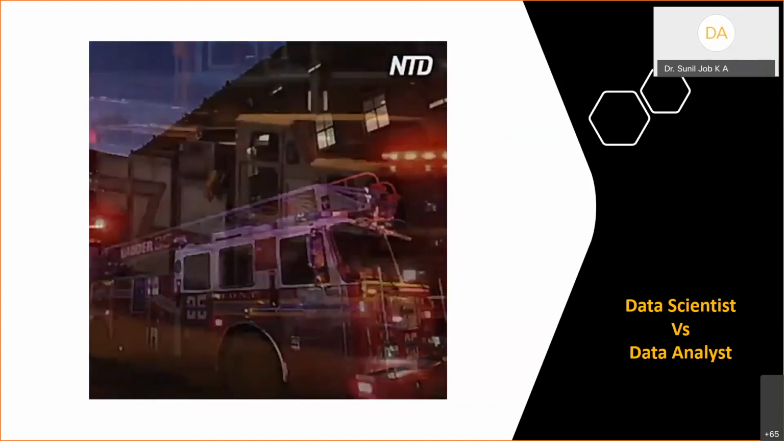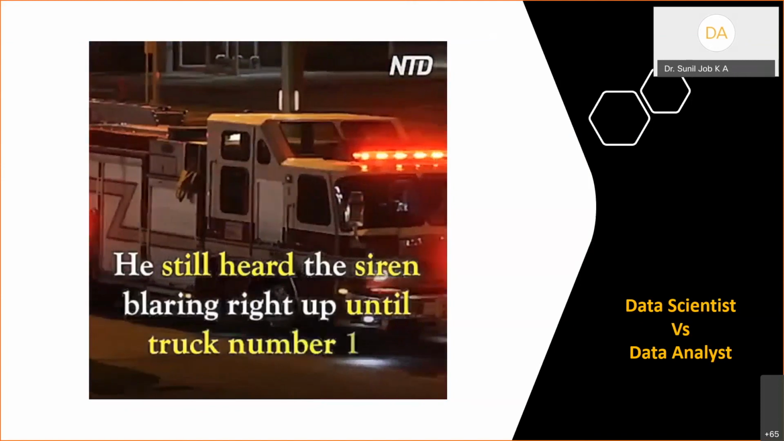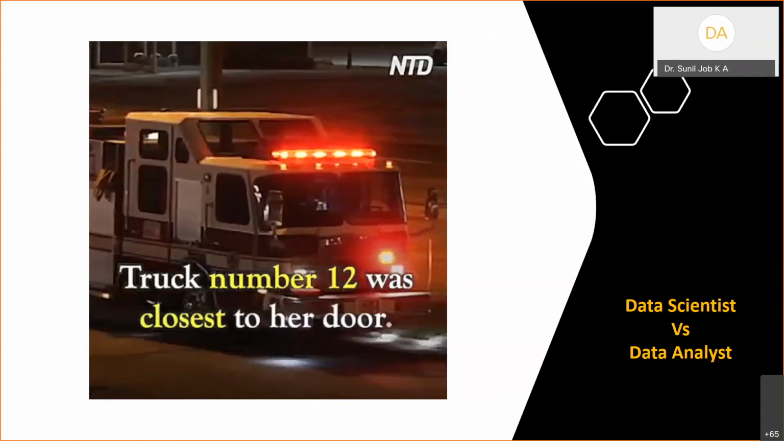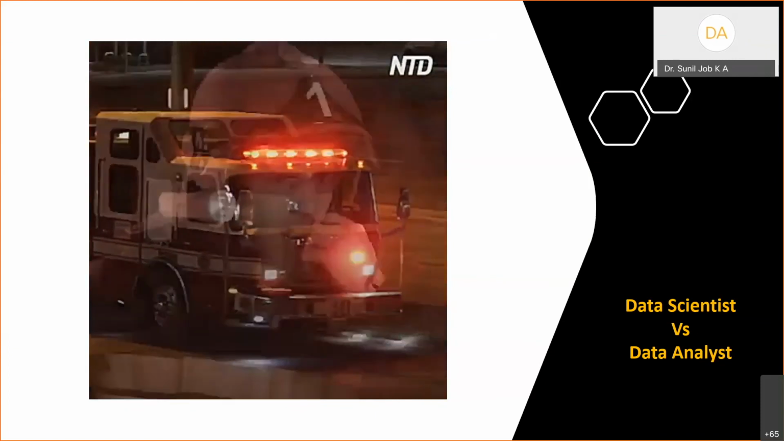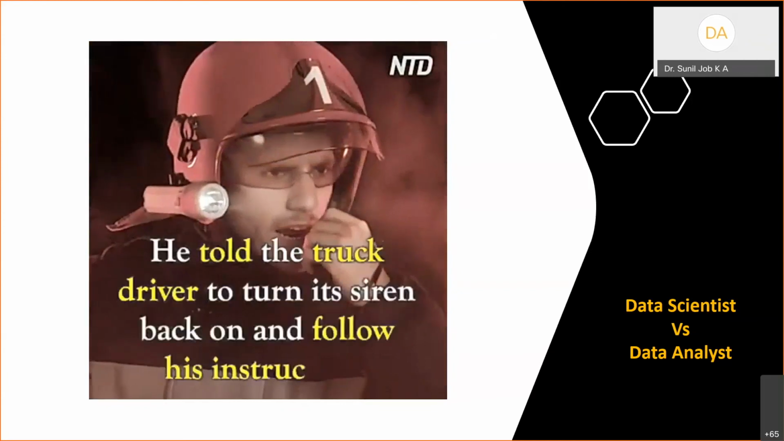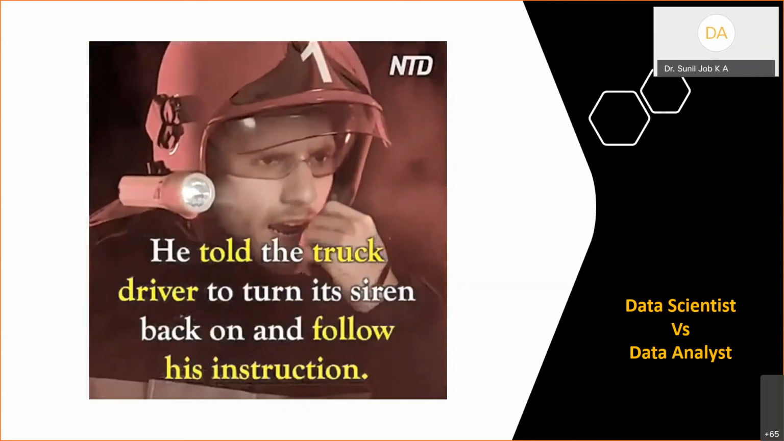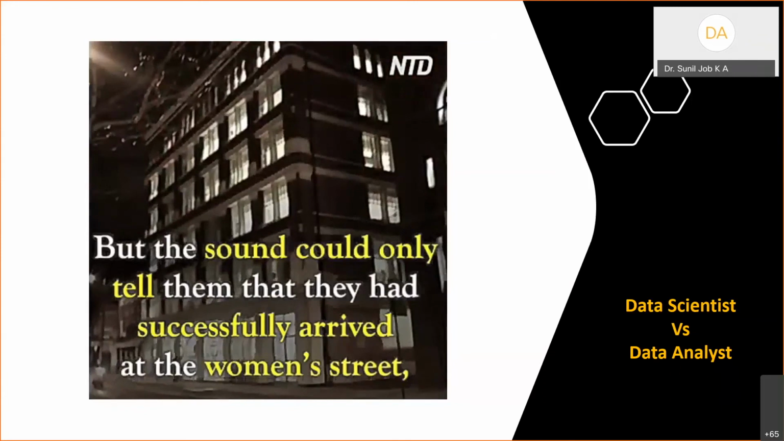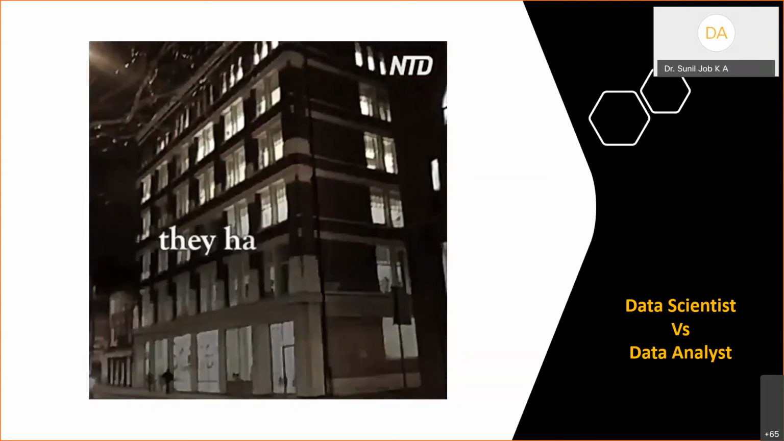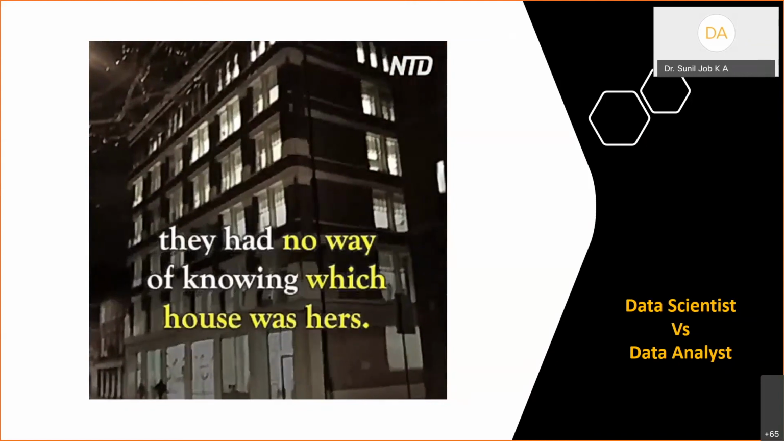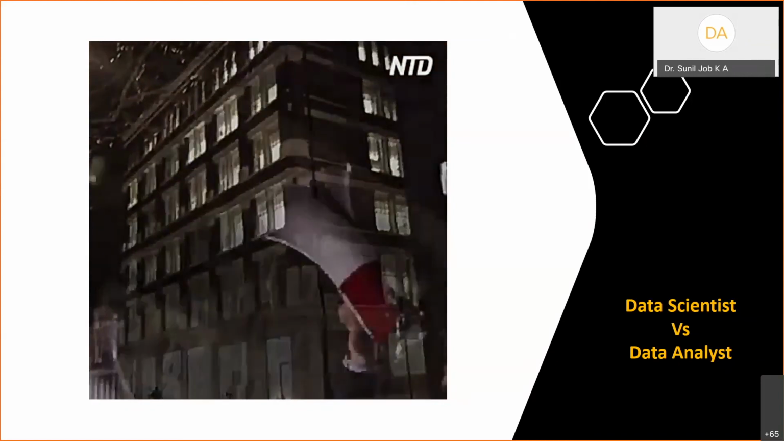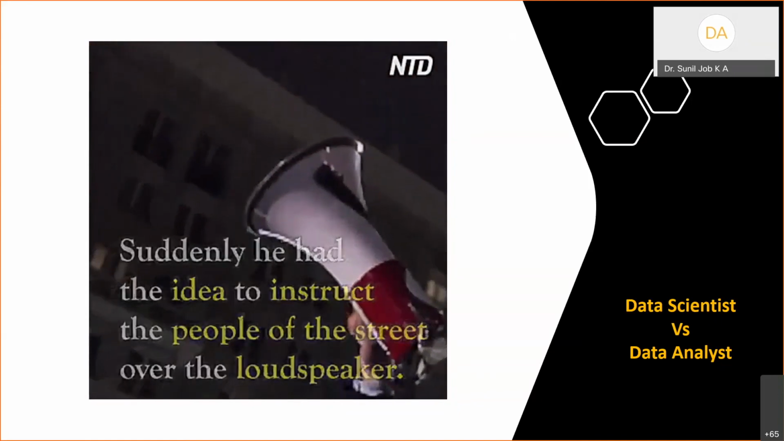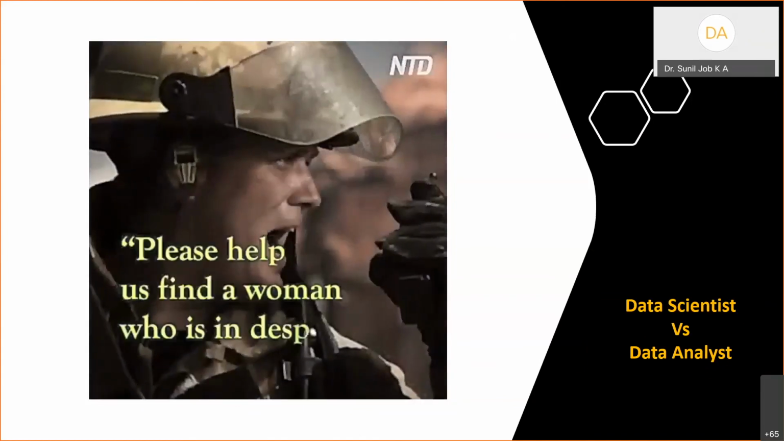He commanded each fire truck to turn off its siren one by one. He still heard the siren blaring right up until truck 12, which was closest to her door. He identified that particular truck and told the driver to turn the siren back on. The maximum sound of the siren was near a particular building, and in that building all the windows of the apartments are rectangular. So he asked the people of that building to switch off their lights.